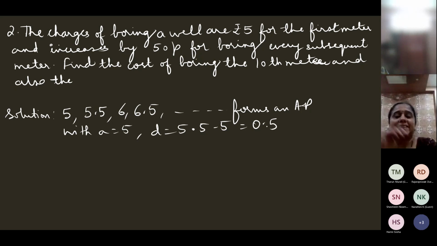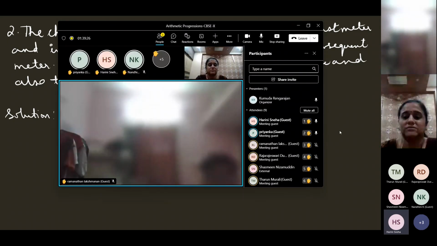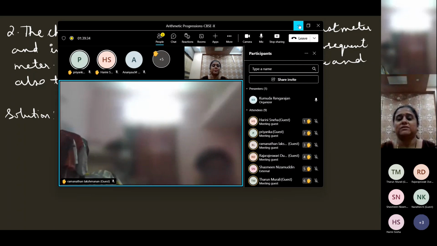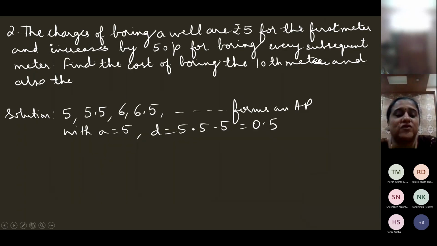Correct. Because for boring, what is 5 here? It's the first term, but what does it stand for? 5 is the charge for boring the well in the first meter. Somebody tell me what is 5 here? The charge for boring the first meter is 5 rupees.